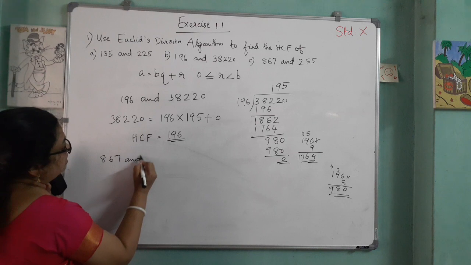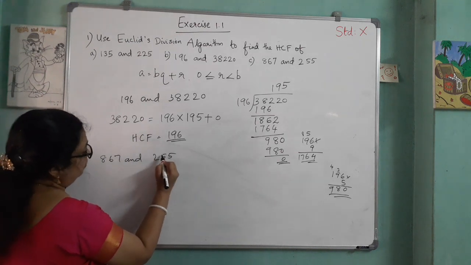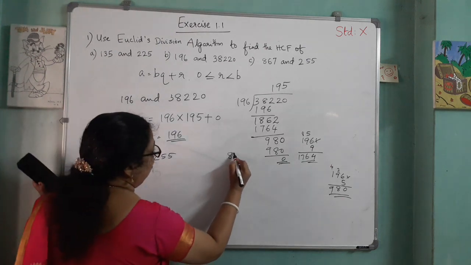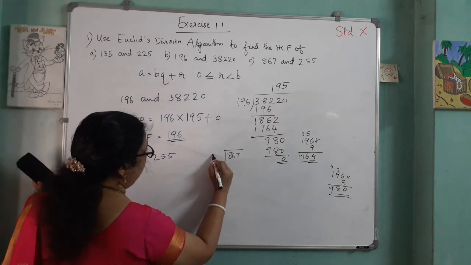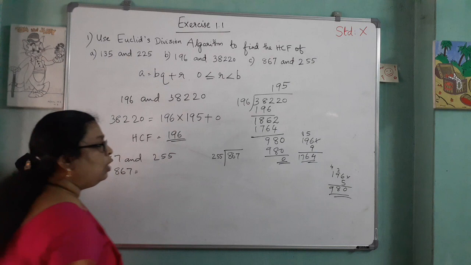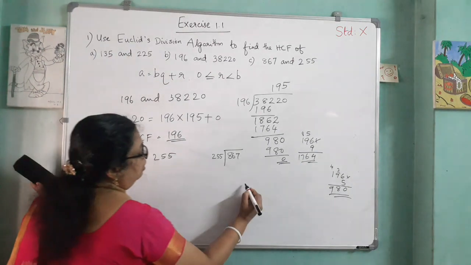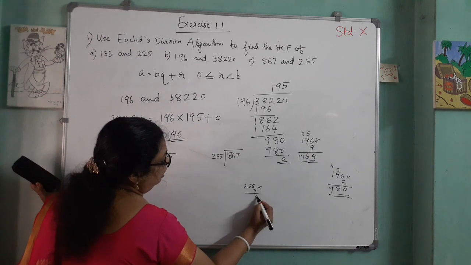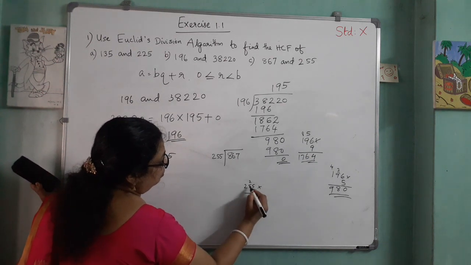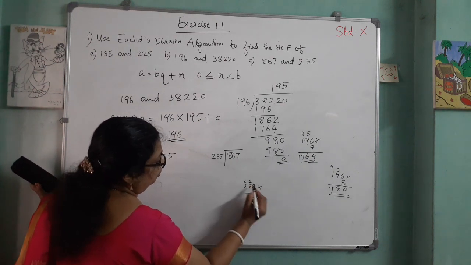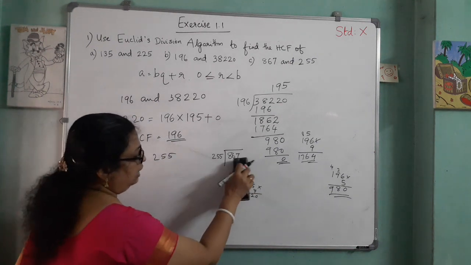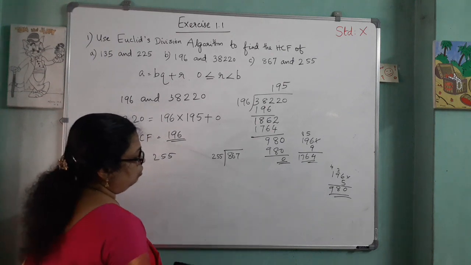Next, 867 and 255. The greater number is 867, so we divide 867 by 255. How many times does it go? We can check 255 into 4. 5 4s are 20, here 2. 5 4s are 20 plus 2, 22. Here 2. 4 2s are 8 plus 2, 10. So it is more than 867, so it is not going.